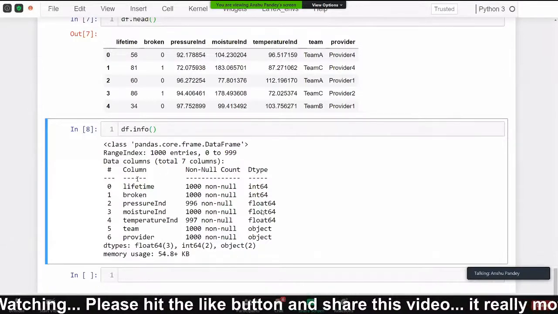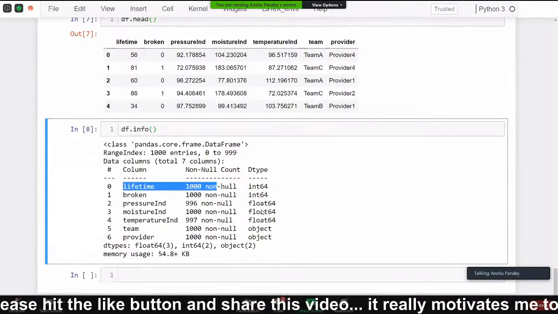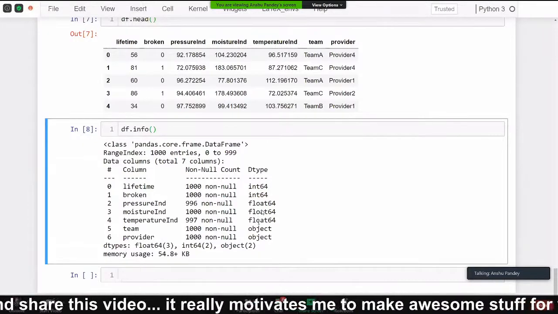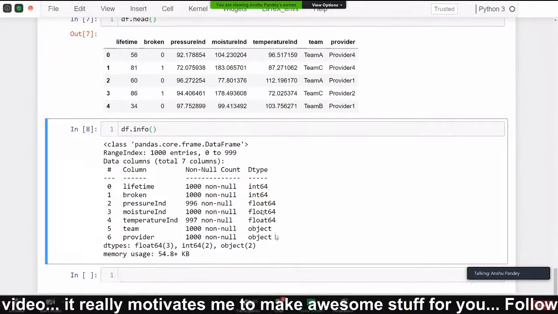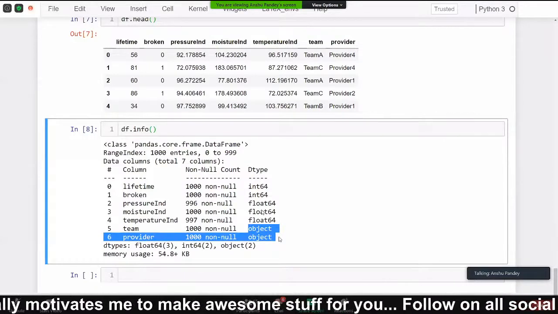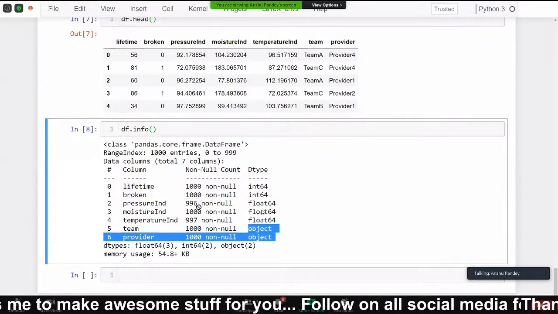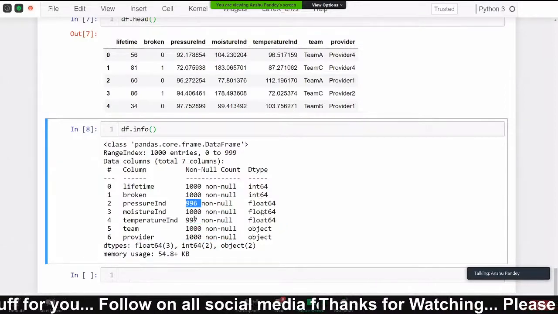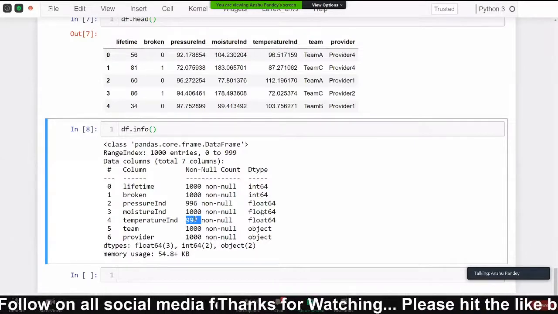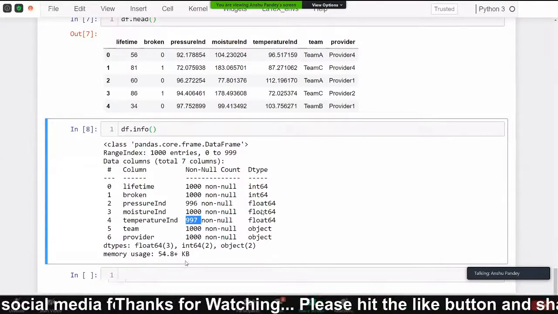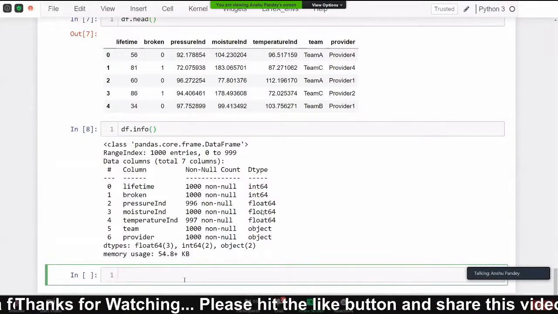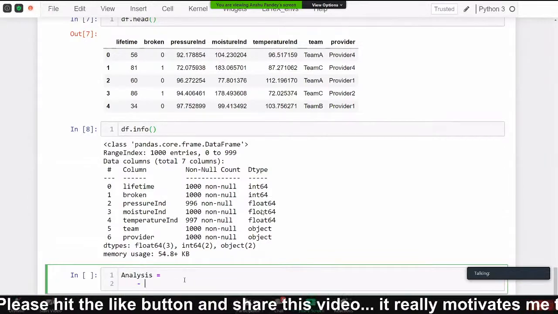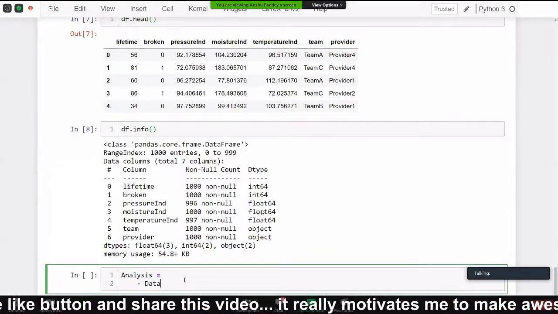So these are the 1,000 entries that we have. We have around 1,000 values of lifetime. The data types are int64, broken int64, float, integer, float. These are different data types. For 2 attributes, we have the data type object. For pressure and temperature, you can see that the count is not 1,000. So there are a few missing values in temperature and pressure that you would want to further explore at the point of data cleaning. So you can say one of the analyses we identify over here is that the data has some missing values.